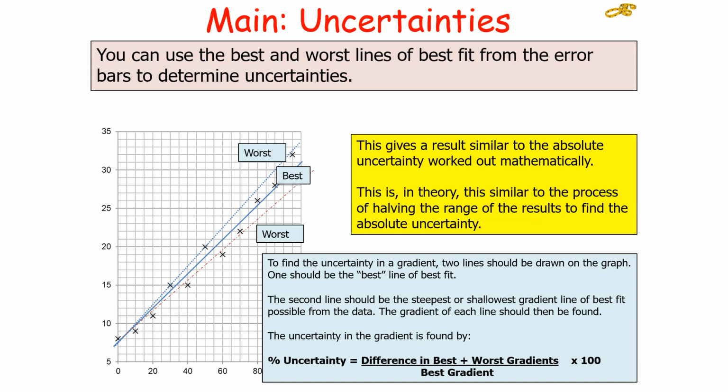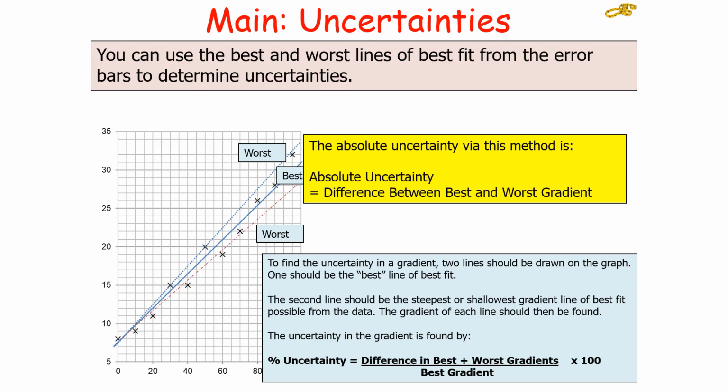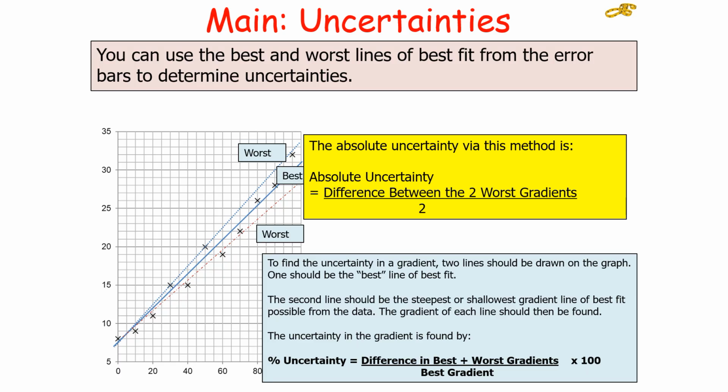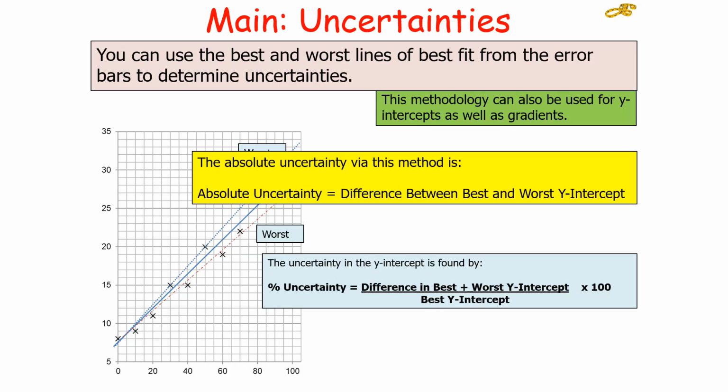Now this gives a result similar to the absolute uncertainty worked out mathematically, because in theory it is similar to the process of halving the range of the results to find the absolute uncertainty. So it's the same equation as the one we used previously, because the absolute uncertainty is going to be the difference between the best and the worst gradients. So it's the difference between the two worst gradients divided by 2, or range divided by 2. Now we can also do this with our y-intercepts as well as our gradients.